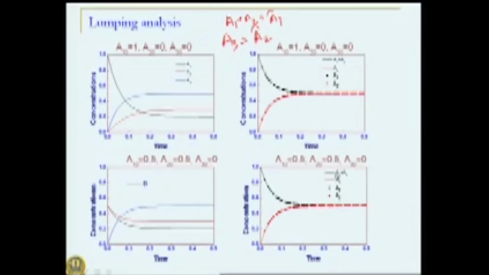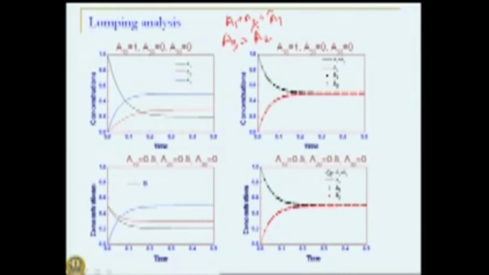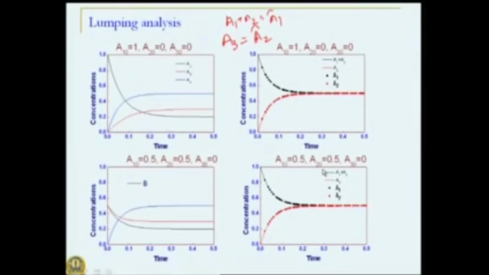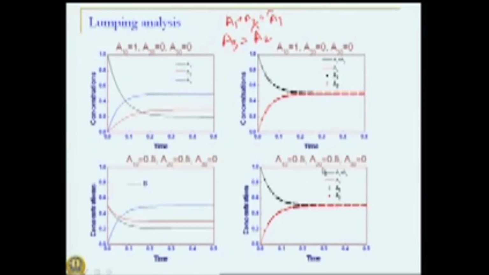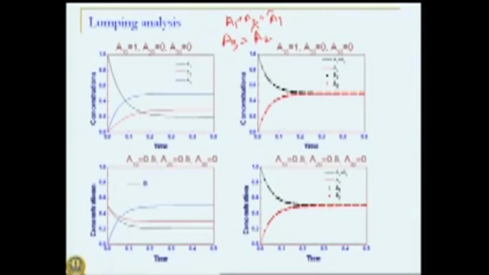So, my 3 original species could be lumped into 2 species. My infinitely large number of species in naphtha, if the lumping condition is satisfied exactly, can be lumped into fewer species: 5 species, 6 species, 10 species. In fact, the 10 species model is most common.